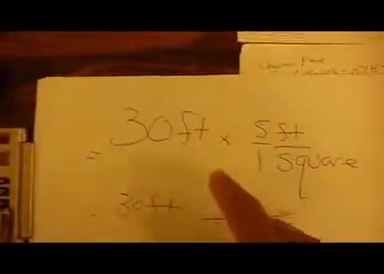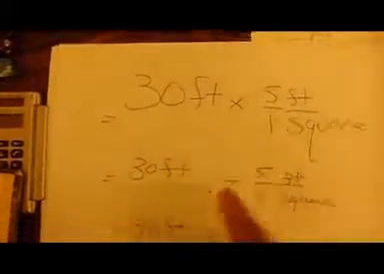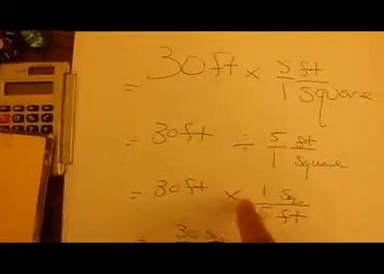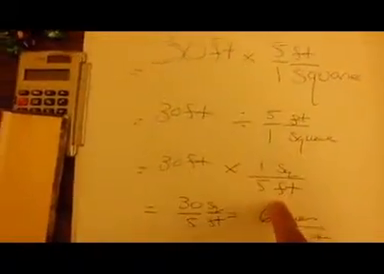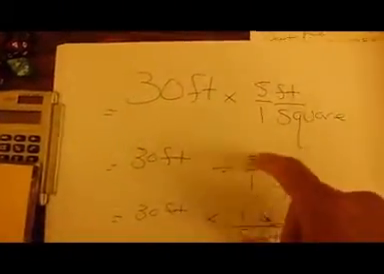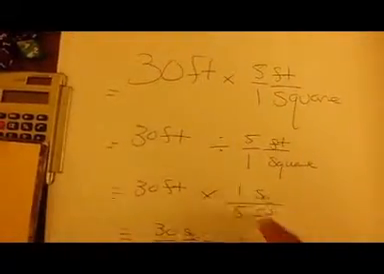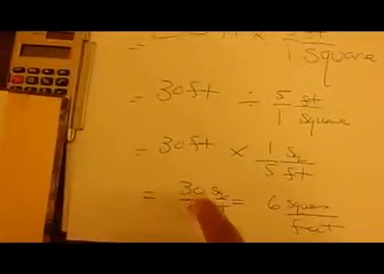It's 30 feet, and it's 5 feet per 1 square. 30 feet divided by 5 feet per square. That's 30 times 1 square per 5 feet, because that inverses. That's 5/1 to 1/5. Square goes to the top, and feet go to the bottom. That's 30 squares divided by 5 feet. That's A and B. It's not complicated. Now, the 5 is on top.